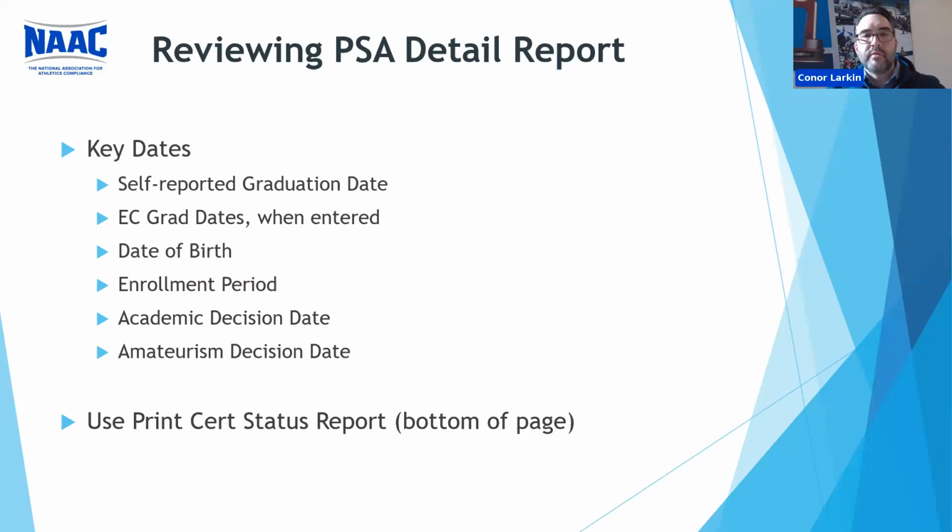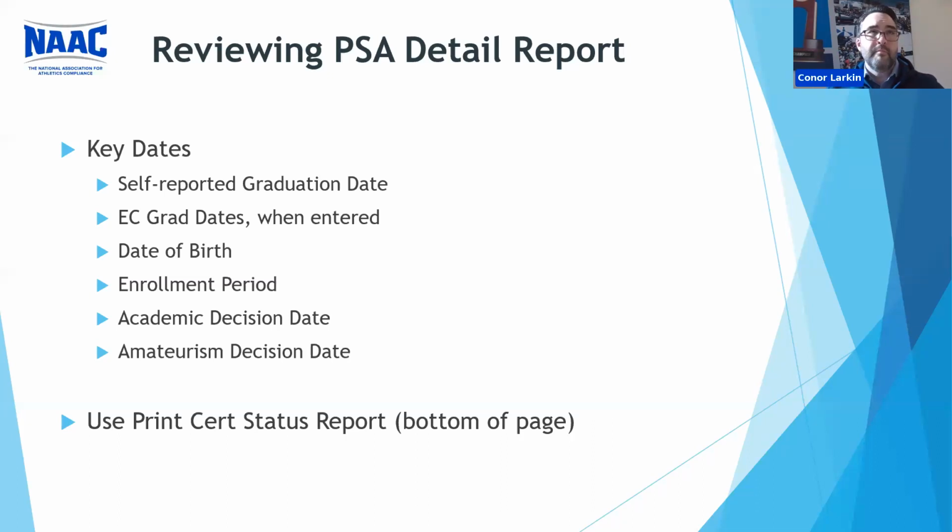Another thing I check out, and probably the first thing I check out, is the student's enrollment period. Again, and I've probably said this twice and now a third time, the enrollment period should reflect the student's initial term of full-time enrollment at any NCAA school. So checking on that, making sure that's accurate. You can check out the date of birth.